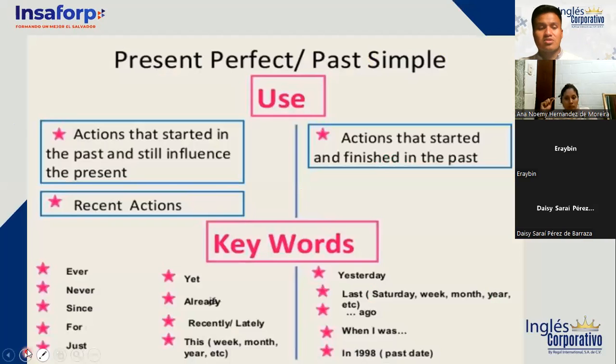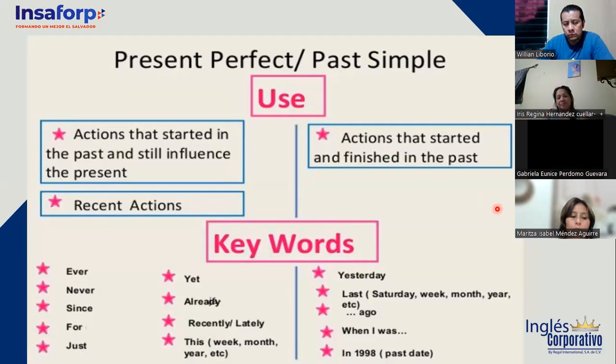Do you guys have any questions so far? No questions at all? I hope it's clear. So here we have some other things in the present perfect: actions, once again, that started in the past and still influence the present. We're talking about recent actions, or in this case, simple past, actions that started and finished in the past. We have some keywords here that are going to help us to understand when we're talking about each one of the tenses.